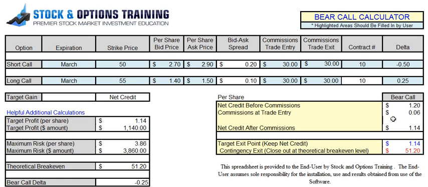So definitely pay attention to that, because what really counts is the money that ends up in your pocket at the end, and that is the net credit after commissions, which is in this case $1.14. That's also the target exit point.